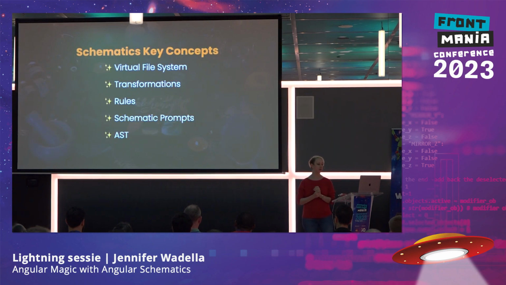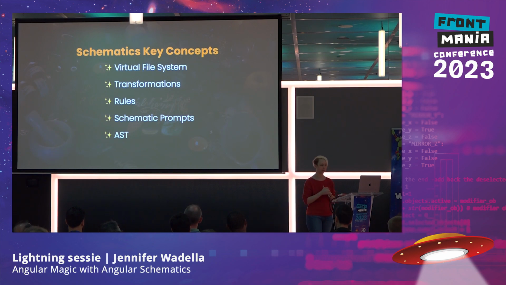Okay, so key concepts with schematics: we have the idea of a virtual file system. This represents the files that we're going to be making changes to or possibly creating. We've got transformation, so if we are going to be changing the contents of those files, that's what a transformation is. We also have rules that we are going to define for how these are going to be applied. We have schematic prompts, so as we're taking input from a user, that could be anything from what something's going to be named to, would you like this to be a red component or a blue component?